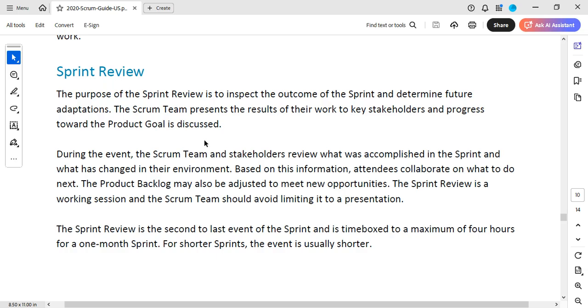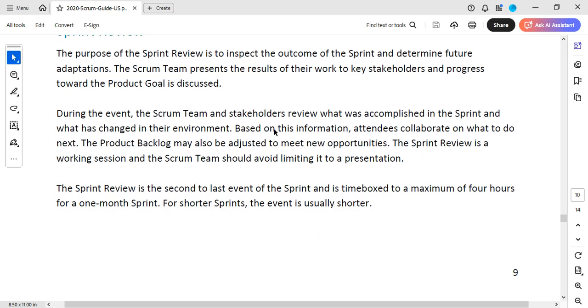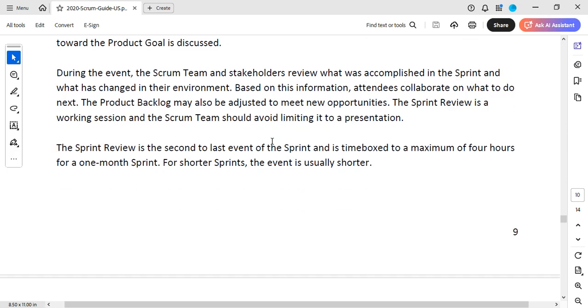The Scrum team presents the results of their work to key stakeholders and progress toward the product goal is discussed. Like, have we made the product goal? Are we in line with the product goal, or even have we met the sprint goal? During the event, the Scrum team and stakeholders review what was accomplished in the sprint and what has changed in the environment. And remember what I said before, that even as the developers are working, the work of the product owner is to go back into the market to know what is new, what has phased out, and then come back, still attend the daily scrum.